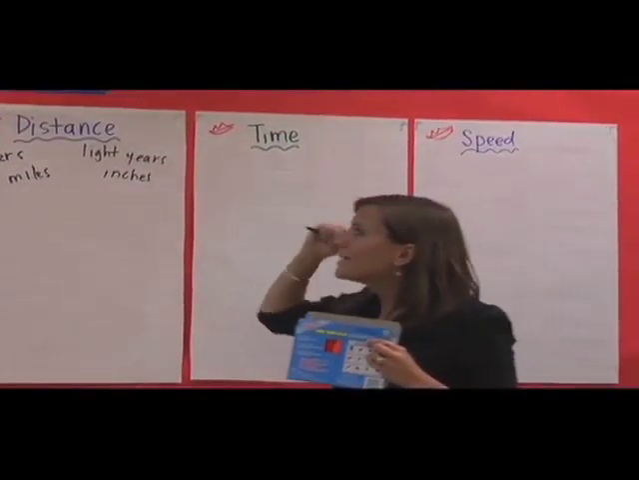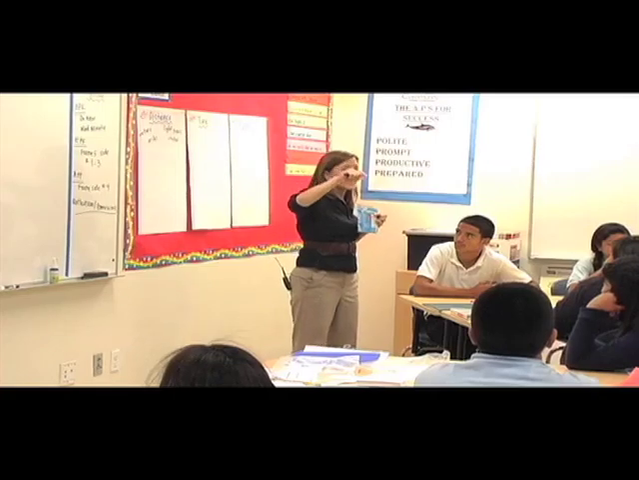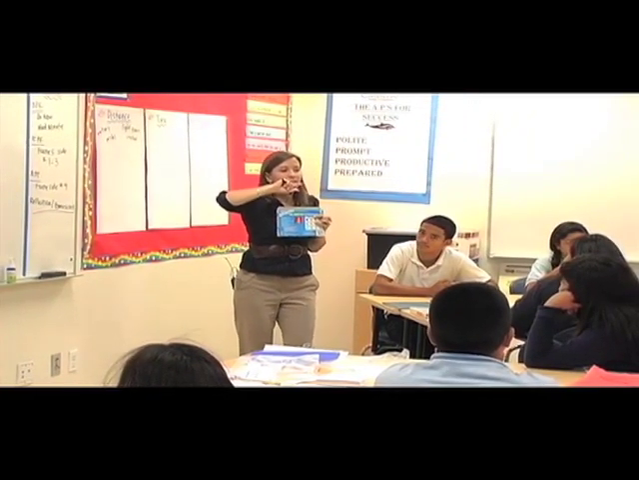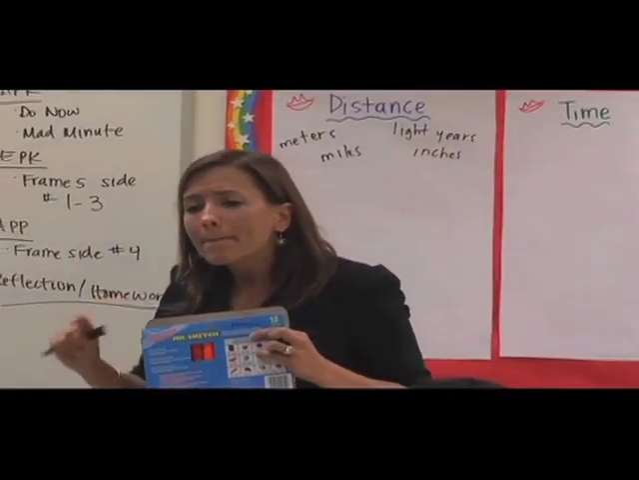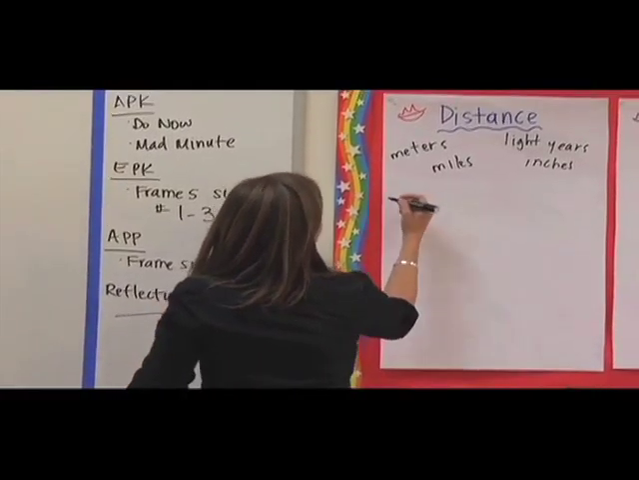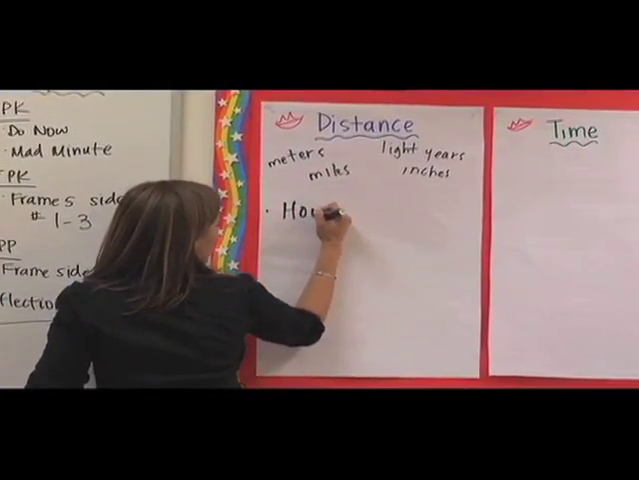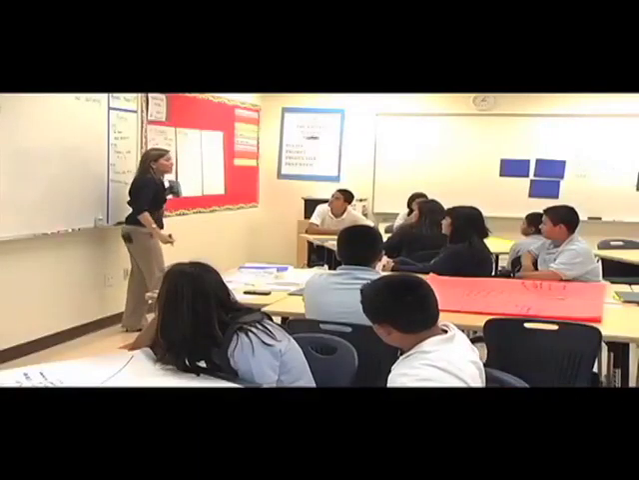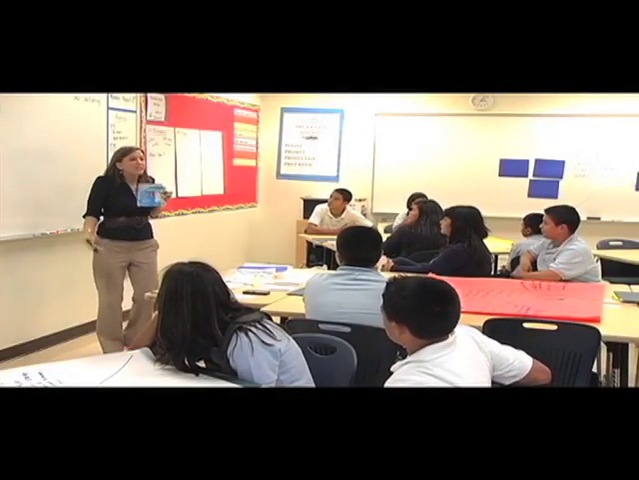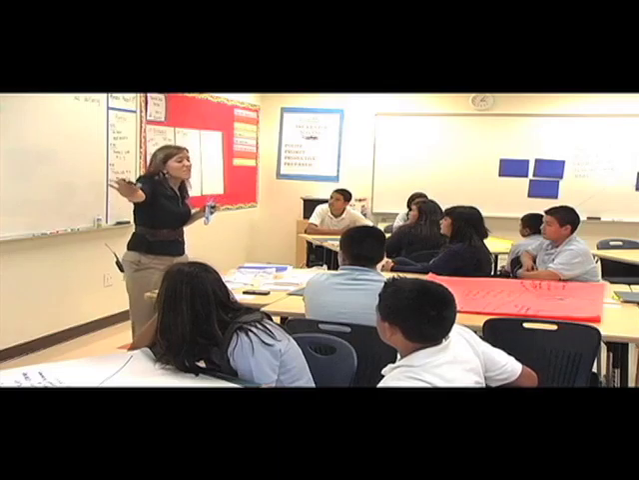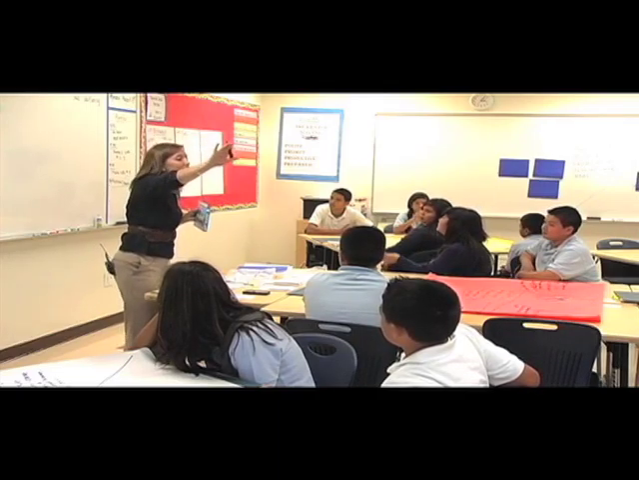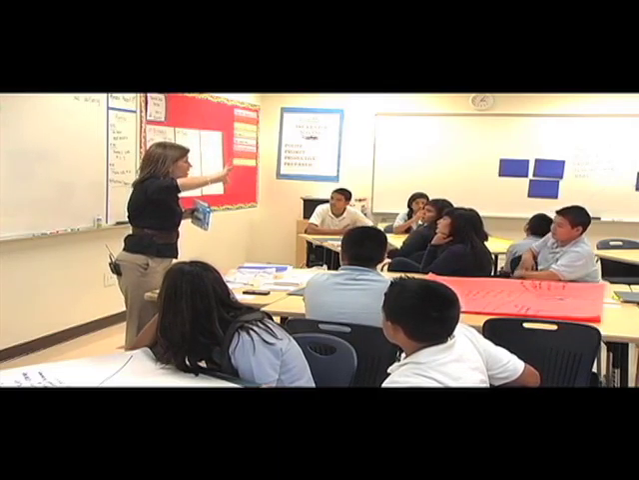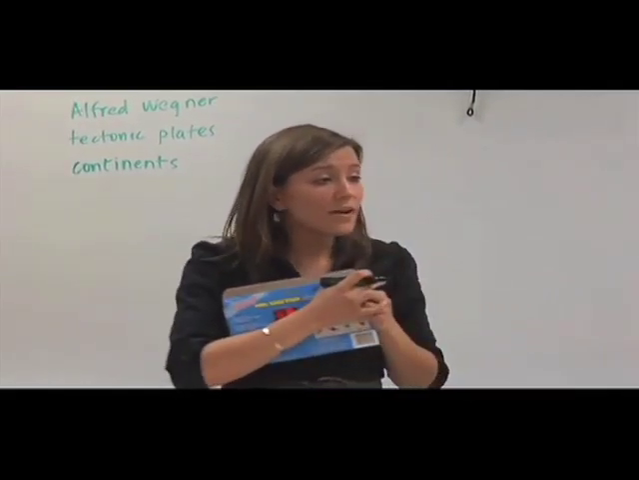Okay, but how can we then define distance? What is the same about all of these? What does distance tell you? Yes? How far it goes. Okay, it answers the question, how far? How else can we define distance? So you can say, how far did it go? And you'd say, oh, about 500 miles. Oh, about 100 meters. Okay?